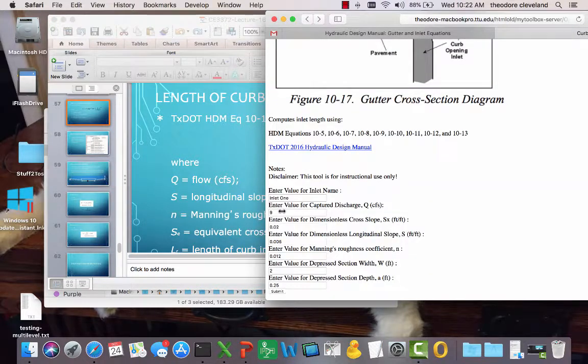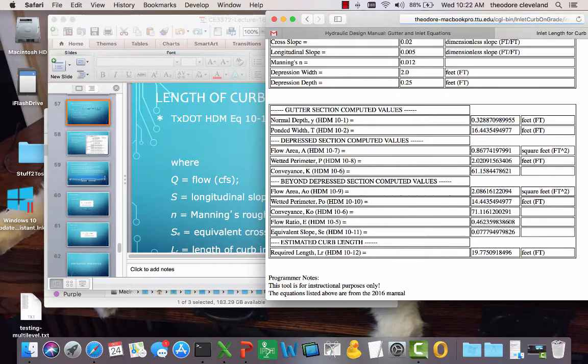Let's go real accurately. How about 8.5? That's good enough. So 8.5 CFS is completely captured by a 20-foot inlet, and we have 3.5 CFS that carries over. So our next inlet's going to have to be including that 3.5 cubic feet per second that was carryover.